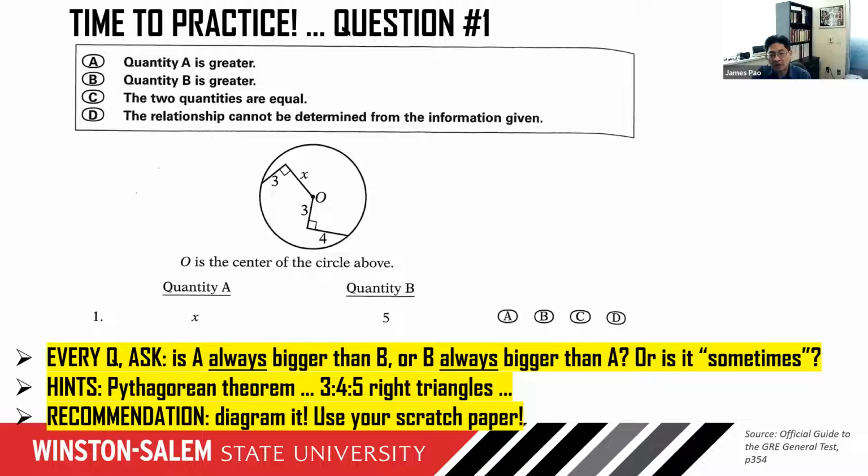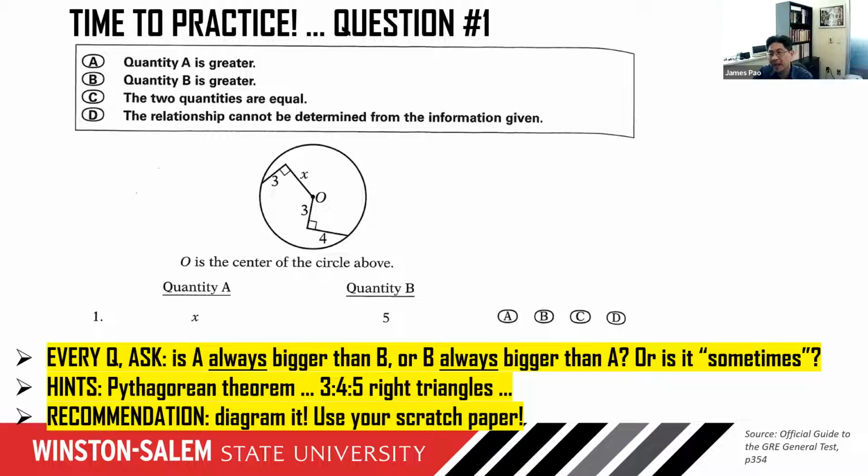So we've now determined quantity A, X, equals 4 all the time. It's a static number. Quantity B equals 5 all the time. It's also a static number. And therefore, which is greater all the time? A or B, or are they equal, or can you not determine it? The answer is B.